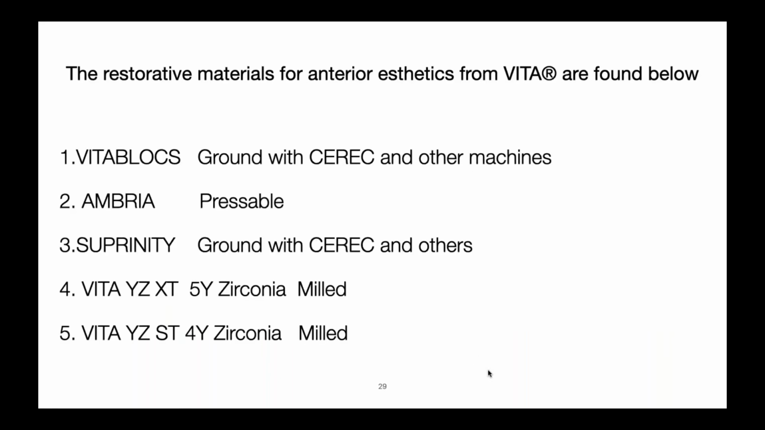So what do we have here? We have VITA blocks, which are ground with Ceramill and other machines. Glass isn't milled, it's ground with diamonds. Zirconia is milled with carbide burrs. Ambria is pressable. This is a lithium disilicate like Emax. Suprinity is lithium silicate, and it's also ground with CEREC and other machines. And then you have your VITA XT and ST.